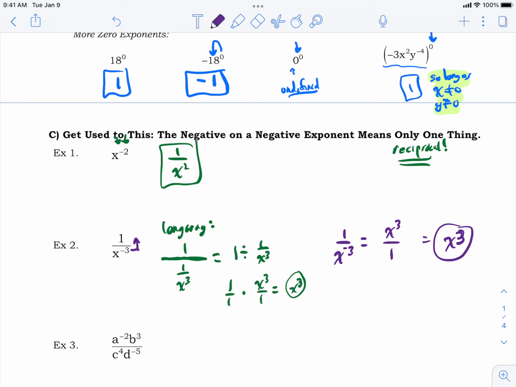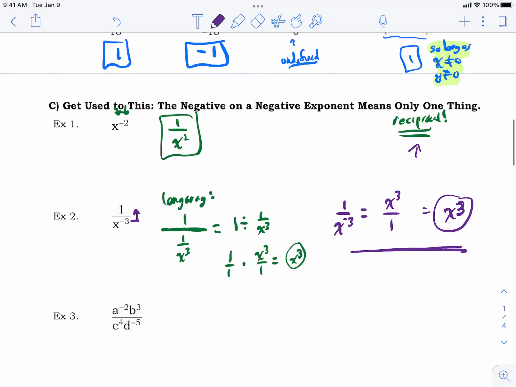So a negative exponent means I want to be on the other side of the fraction bar. That's basically what it means. It's just a different way of saying reciprocal, right? Move me over the fraction bar. Maybe I'll write that down here. Move me over a fraction bar. Come on, I'm negative. I want to move. Move me over the fraction bar.